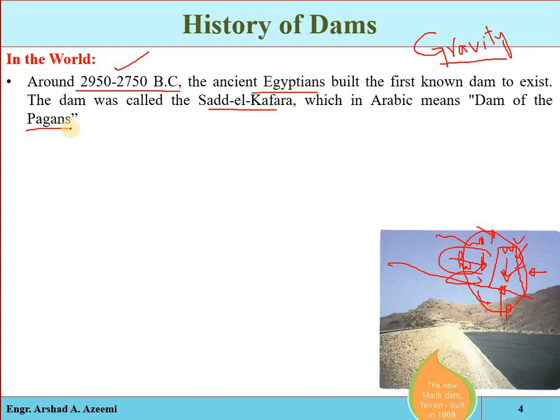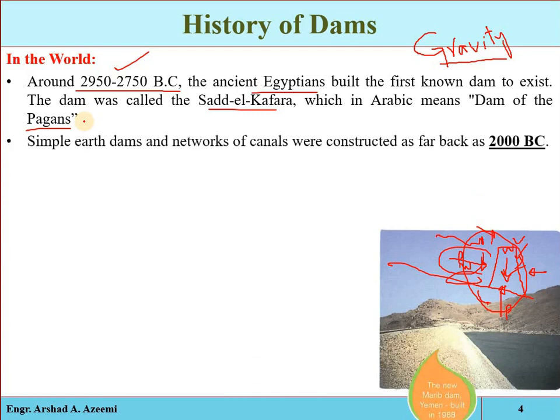Another initial form of the gravity dam was constructed around 3000 or 2000 years ago. Again, that was just simple earth dams, and some network of canals were constructed. The concept developed that we have to store some amount of water in the season when rainfall is abundantly available, and then utilize that water in the off season. So that was the first concept: store the water and then supply it for different purposes.